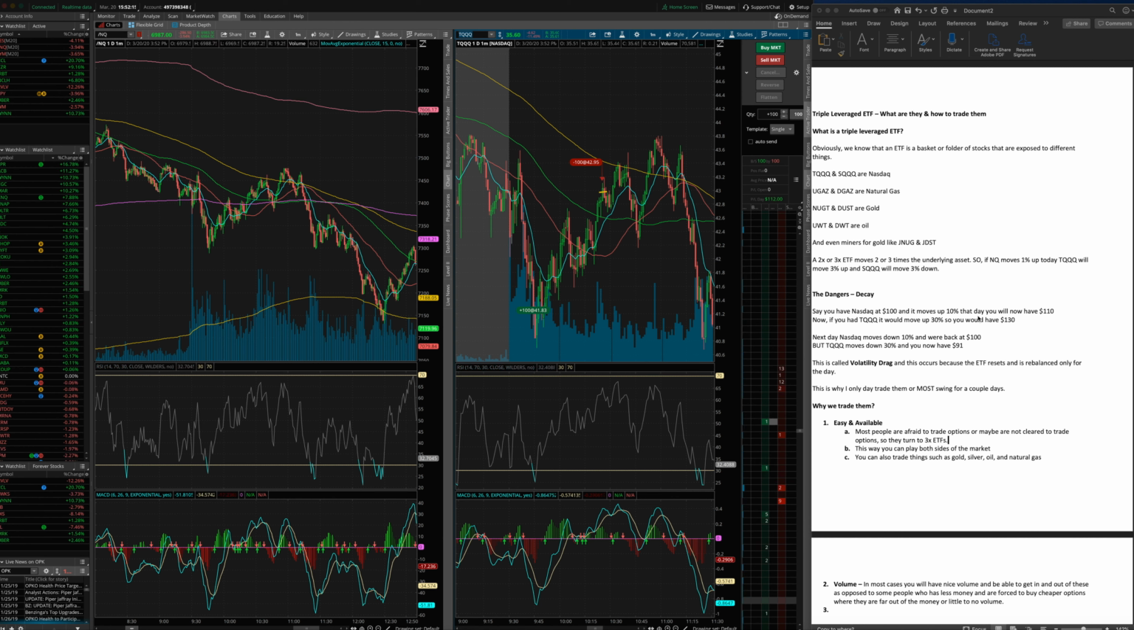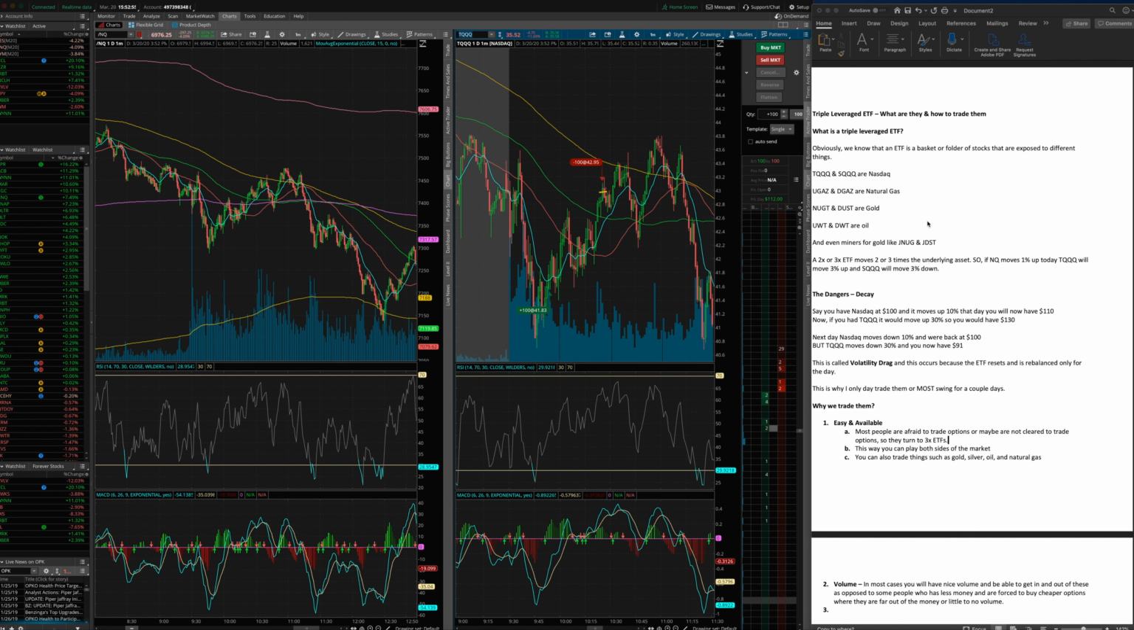Some major ETFs that are double and triple leveraged that you will see are something like TQQQ or SQQQ. TQQQ is bullish towards the Nasdaq and SQQQ is bearish towards the Nasdaq. You'll see things like UGAZ, which is bullish on natural gas, and DGAZ, which is bearish towards natural gas. You'll see NUGT and DUST, which are bullish and bearish on gold, as well as UWT and DWT, which correlate with oil. There are also things like JNUG and JDST, which are actually gold miner ETFs.